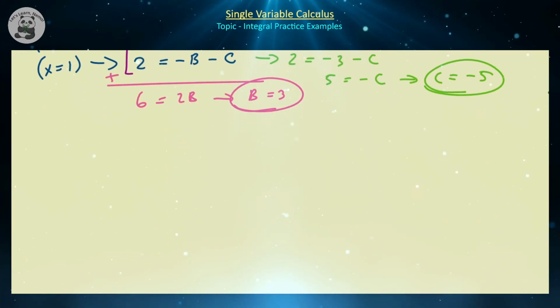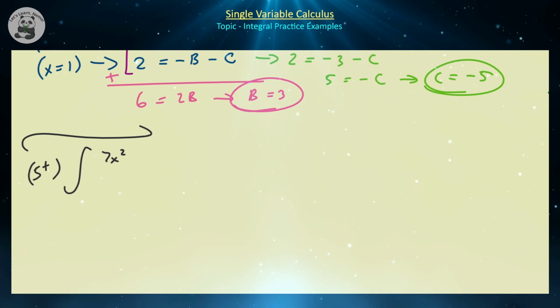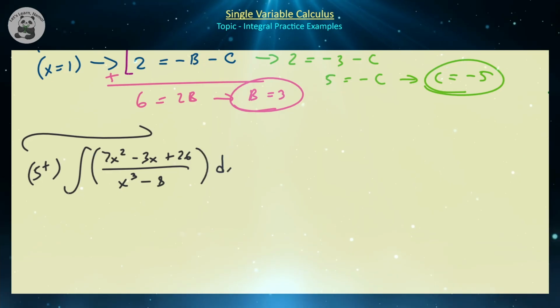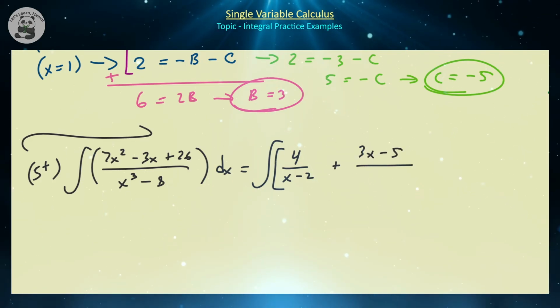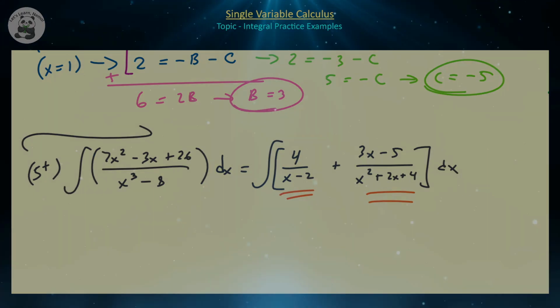So that means our original integral for this extended problem, which originated as 7x squared minus 3x plus 26 all over x cubed minus 8 dx, can now be solved as this new integral, 4 divided by x minus 2, plus 3x minus 5, all over x squared plus 2x plus 4, and then we can use our typical integration tricks to take care of that term and that term, which I leave for you.